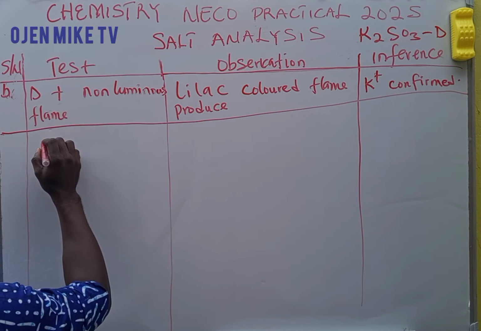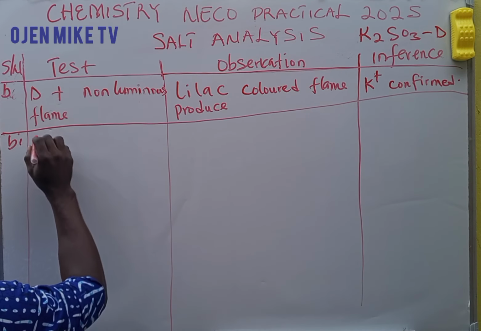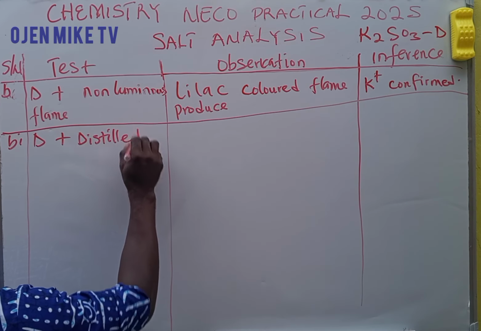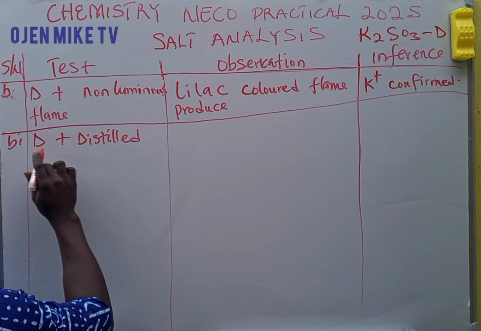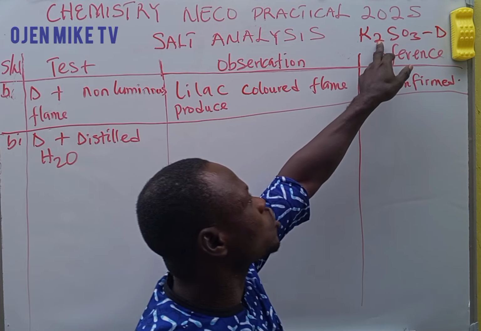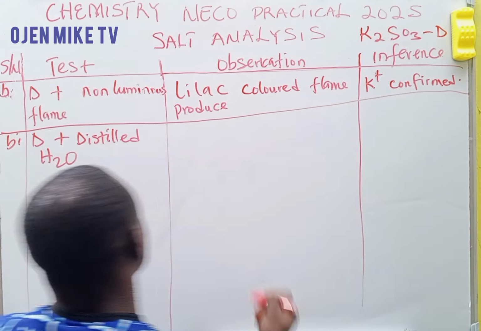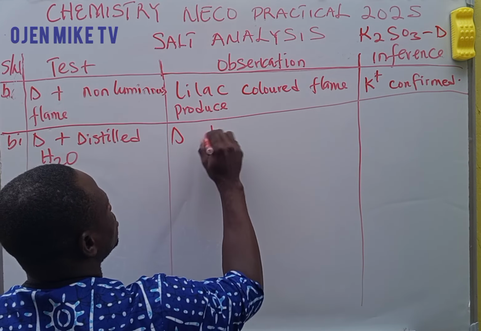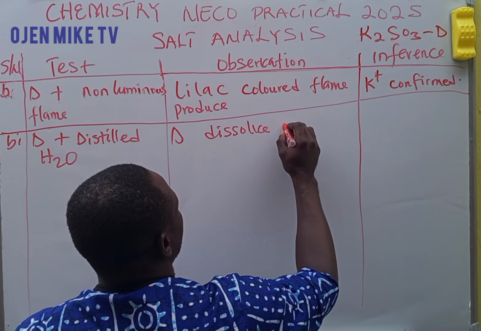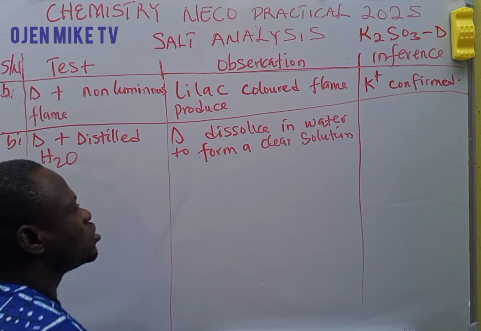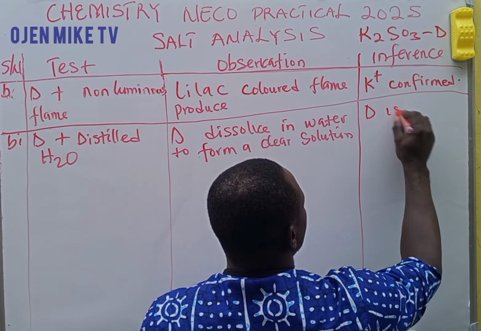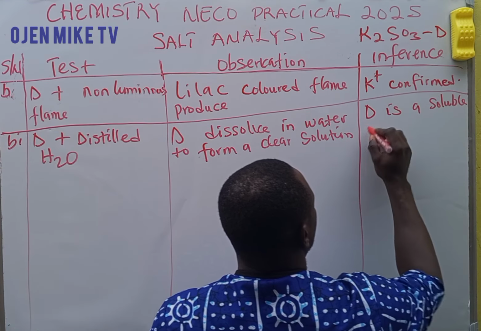All right. So you now say D plus distilled water, H2O. This one I told you they are going to give you. So D plus water, because of the presence of potassium, it will dissolve. So you say D dissolves in water to form a clear solution. So in your inference you say D is a soluble salt.